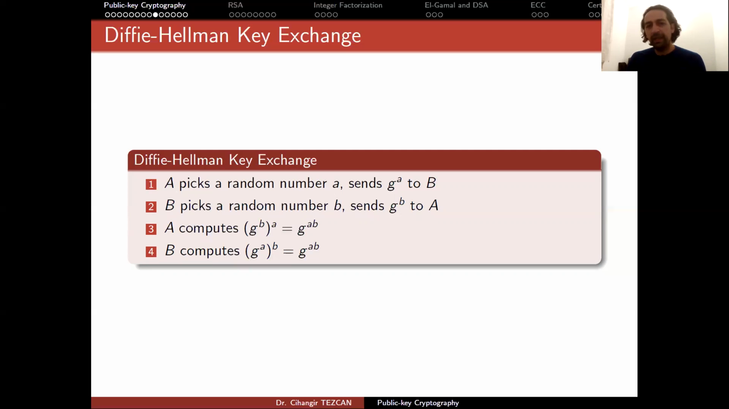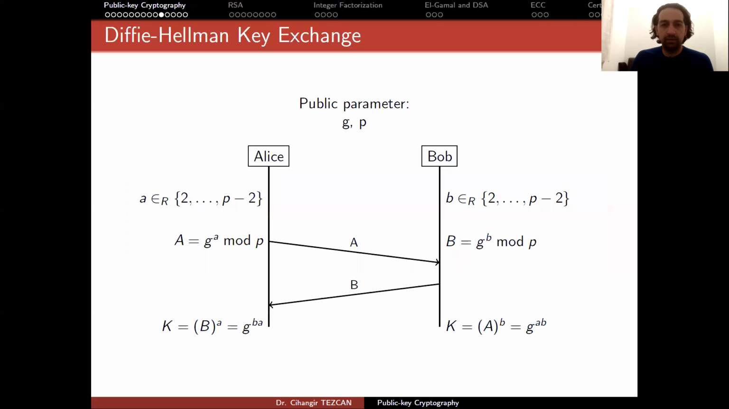So at this point, they agreed on the same number. This number might be like 10,000 bits, but it doesn't matter. They only need a 128-bit AES key, for instance, and they can say, okay, let's use the first 128 bits of this number and use it as an AES key. So let's see it on a figure and understand why this is secure.